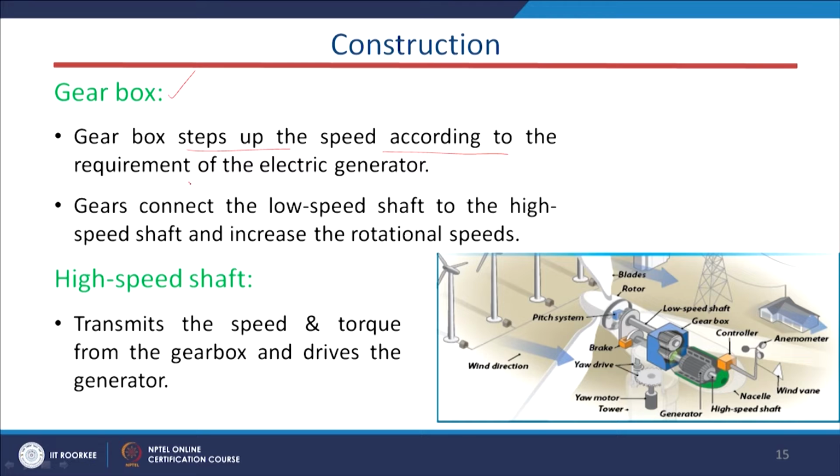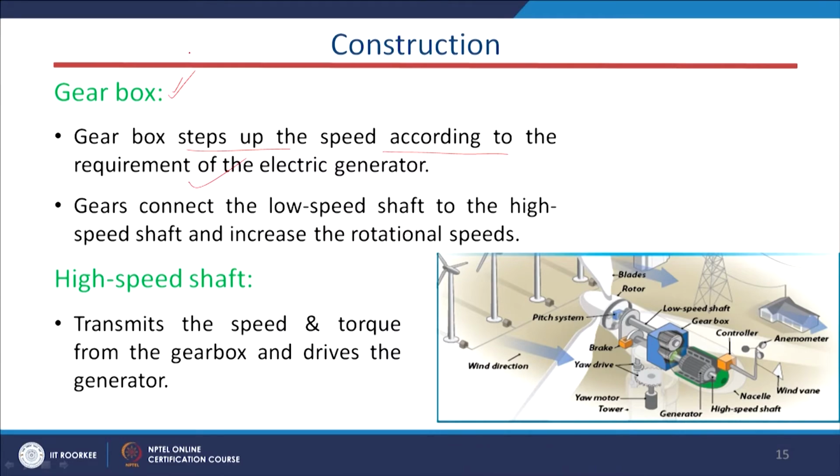And what about this gearbox? The gearbox steps up the speed according to the requirement of the electric generator. Inside the wind system we have an electric generator. Basically we have DFIG nowadays, the double fed induction generator, and in some cases we also use the PMSG, the permanent magnet synchronous generator, and in that case the gearbox steps up the speed according to the requirement.